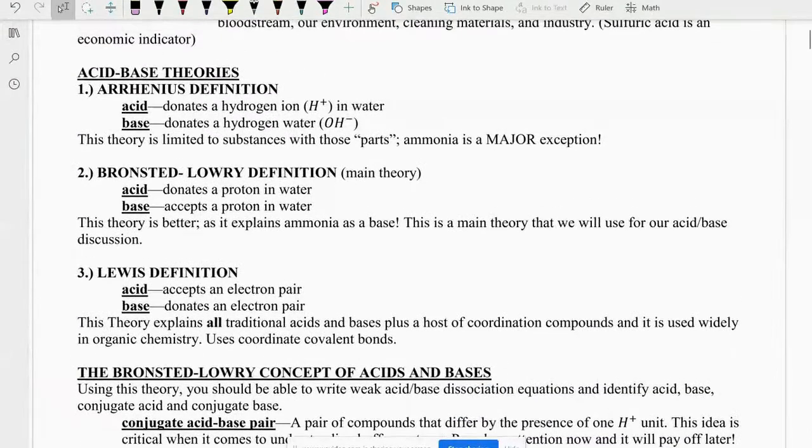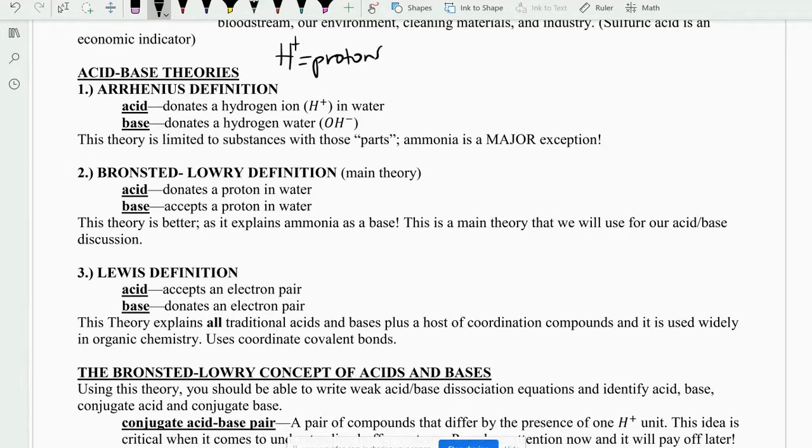Let's take a look at the three primary definitions of acids and bases. They are going to go in order from most limiting to most comprehensive. This first definition here is Arrhenius. The Arrhenius theory suggests that acids are something that donates a hydrogen ion in water. When you talk about a hydrogen ion, you are talking about a hydrogen atom that has lost its one and only electron, hence H+. Synonymously, we often call these hydrogen protons.